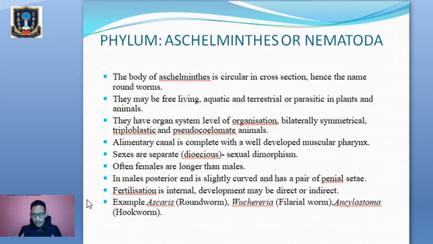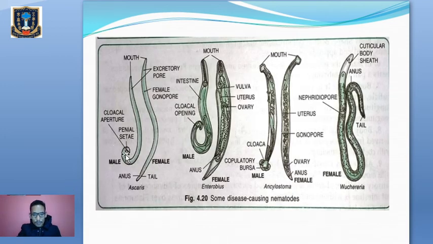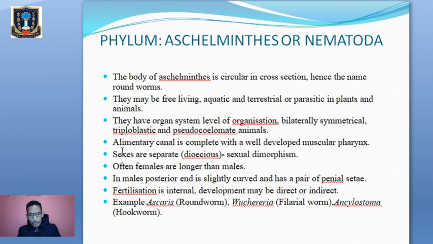Since male and female are different, the female is a little longer than the male. So males are shorter than females, and in males the posterior end is curved and has a pair of penial setae. We can see over here that in the male, the posterior end is curved, and this curved part bears the penial setae, and females are longer than males. Fertilization is internal and development may be direct or indirect.